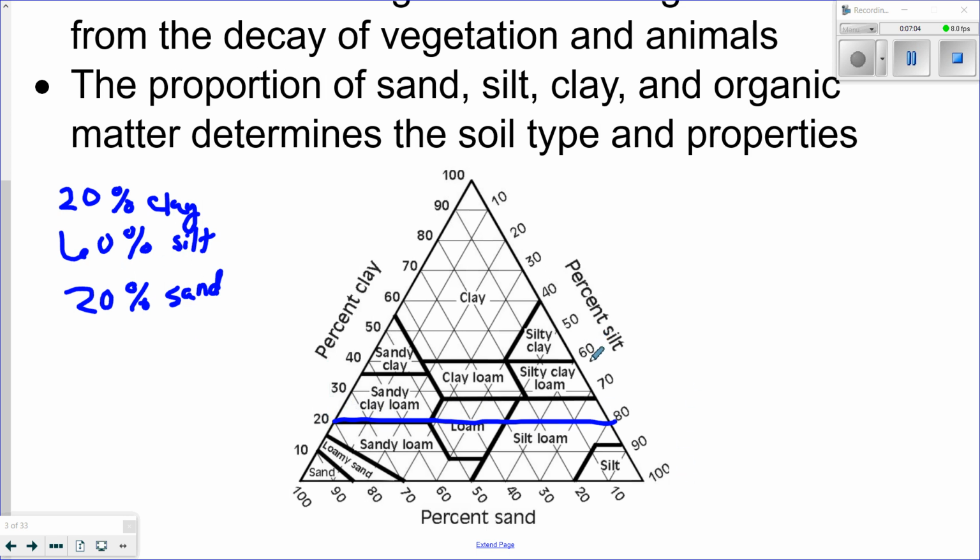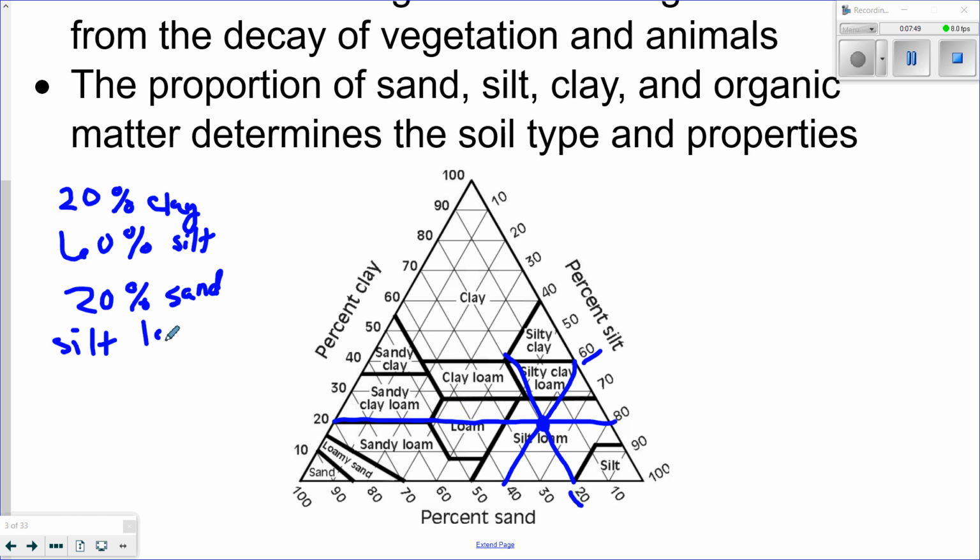60% silt. Silt 60% is here. Notice that it is tilted from the bottom left to the top right. So follow the tilt whenever you're following that number. 60% silt is going to be this line. And then 20% sand, notice that the numbers for sand are tilted up to the left. So you're going to follow the line that goes up to the left. So where all three of these come together, this is silt loam. So this mixture would be a type of soil of silt loam.